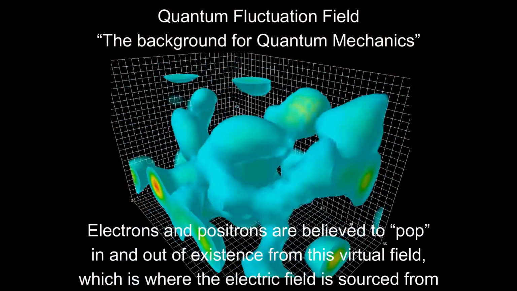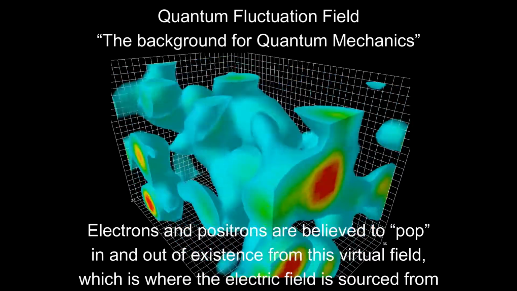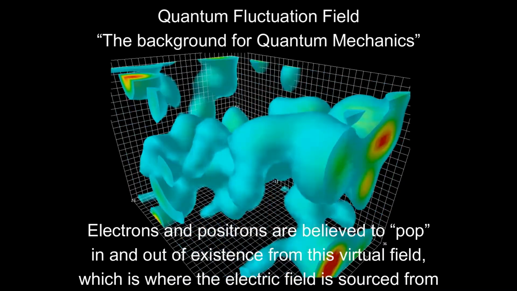In quantum mechanics, we talk about the background for quantum mechanics to exist, essentially, if you want to look at it from that perspective. It's this quantum fluctuation field, which becomes almost synonymous with noise in electrical engineering. I touched on that in part 1 of my structured water video as well.